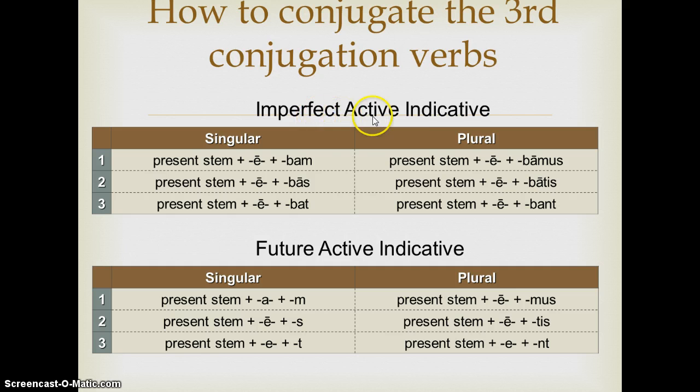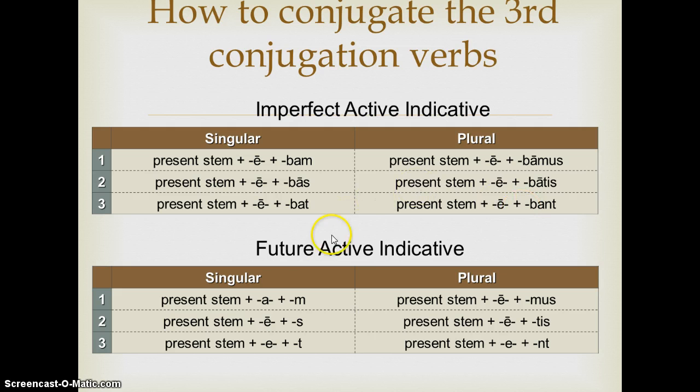Now, imperfect active indicative, super easy, okay, because we're using those same imperfect endings that you're used to. So, you need the present stem. Remember, your present stem does not end in a vowel, so you need to provide a vowel, in this case, a long E, and then you add the bam, bas, bat, bamus, batis, bant.